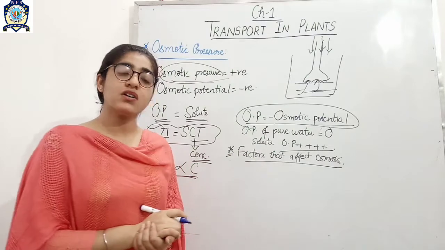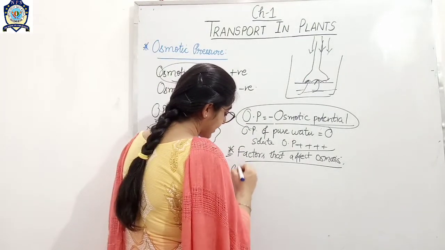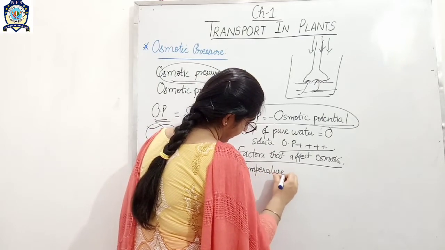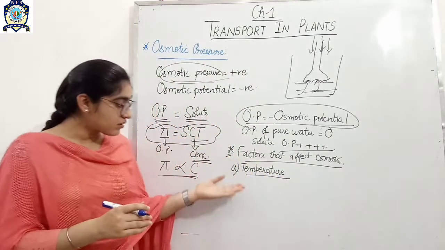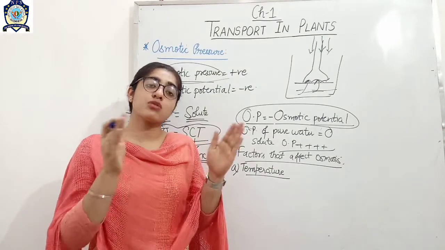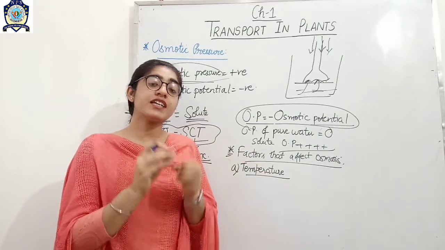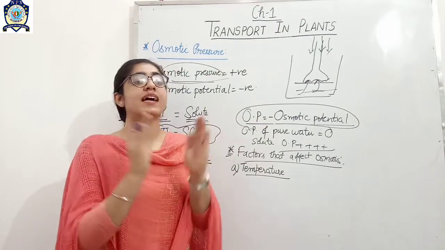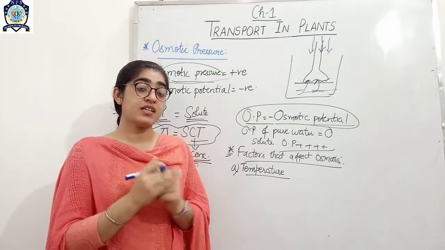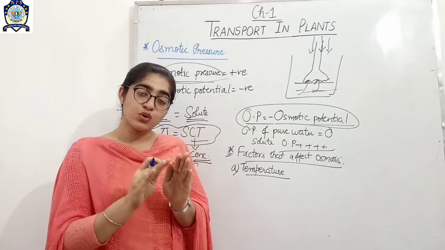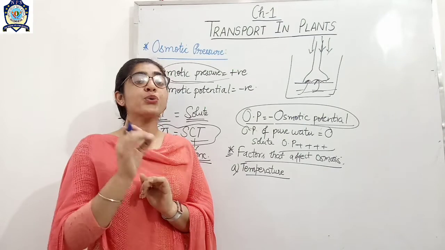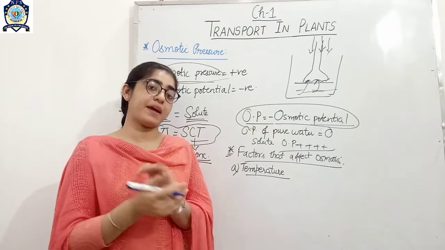Factors affecting osmosis. The first factor is temperature. What is the effect of temperature? Keeping the pressure constant, when water is subjected to both sides of a membrane at different temperatures, the water will move from a region of its higher temperature to a region of its lower temperature.